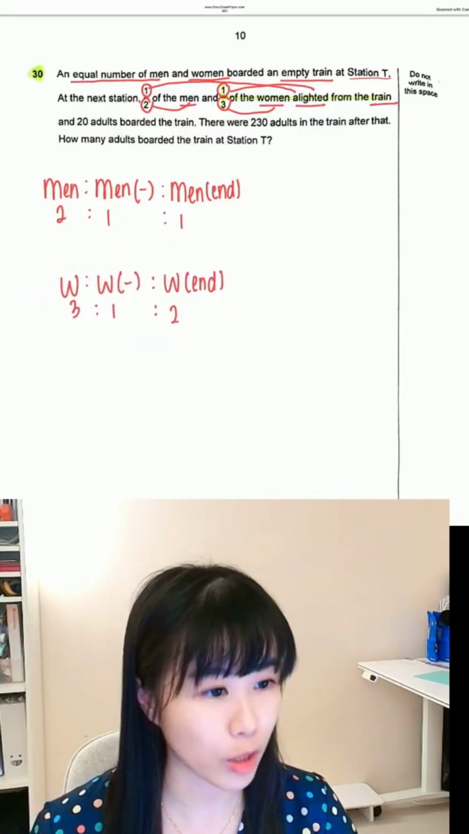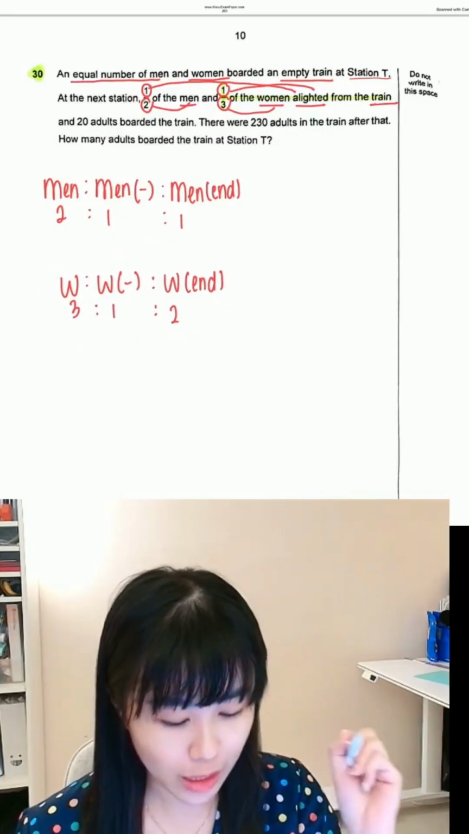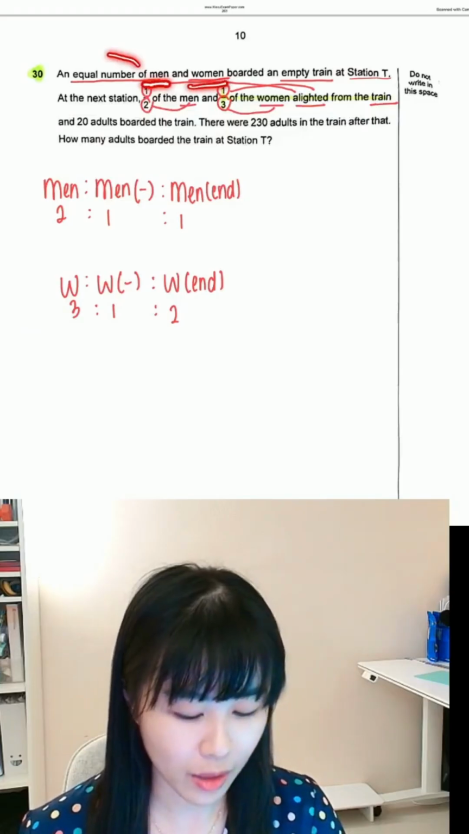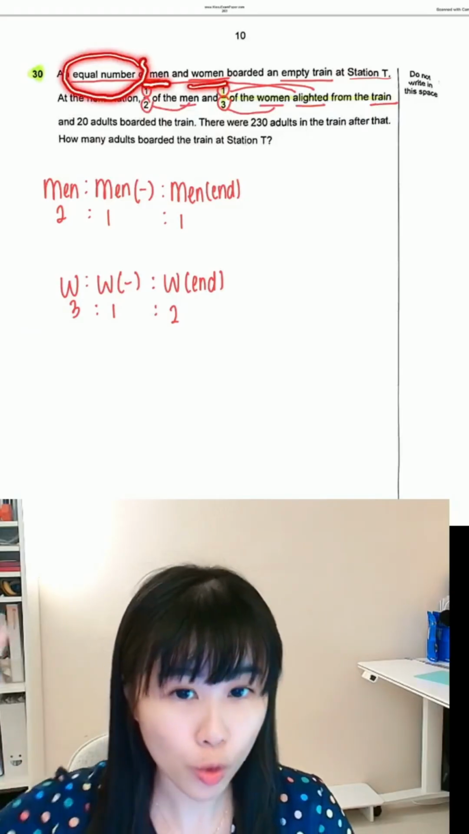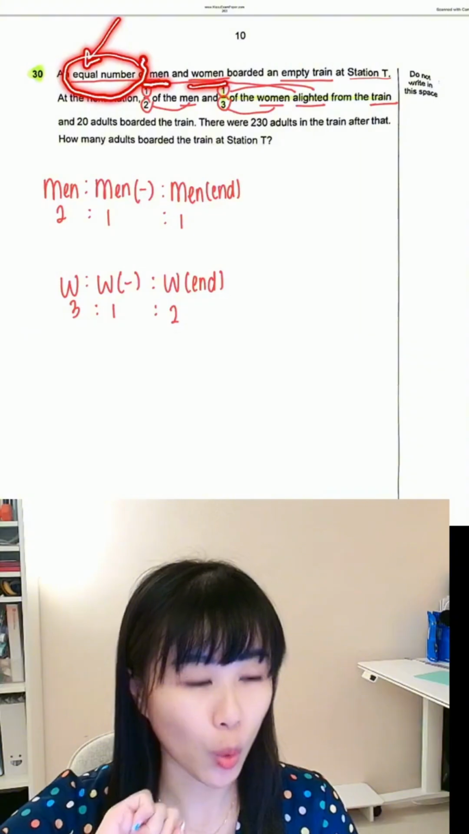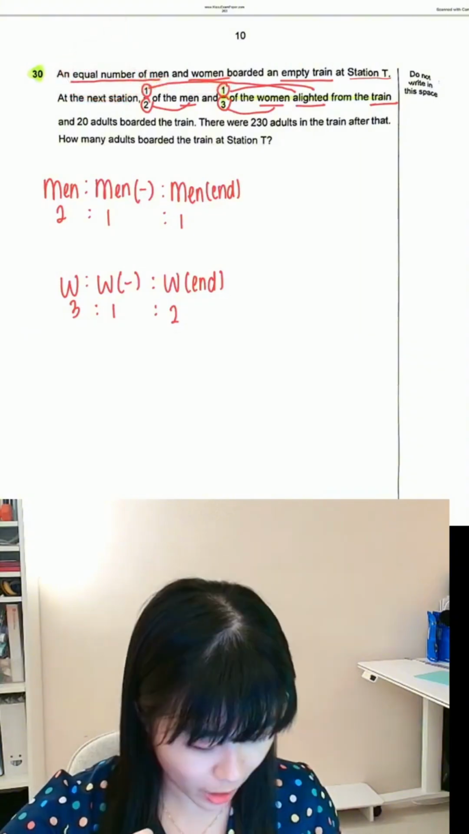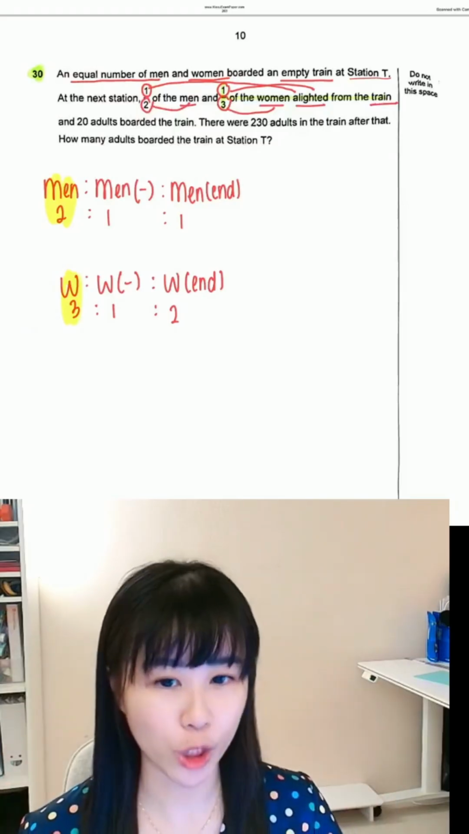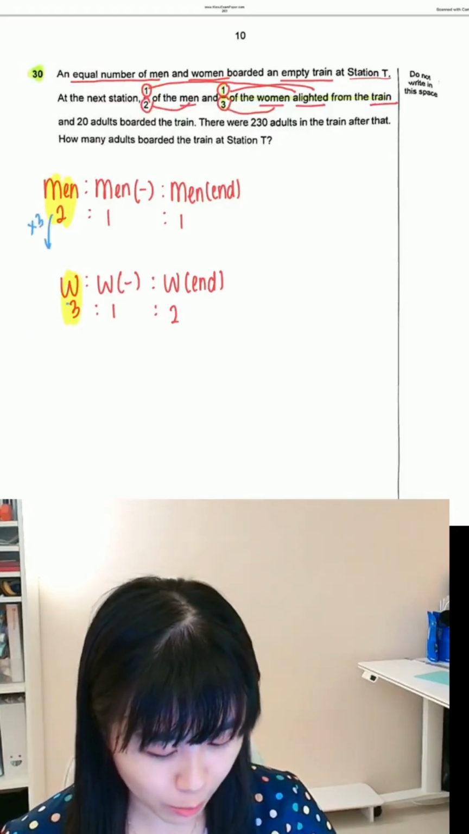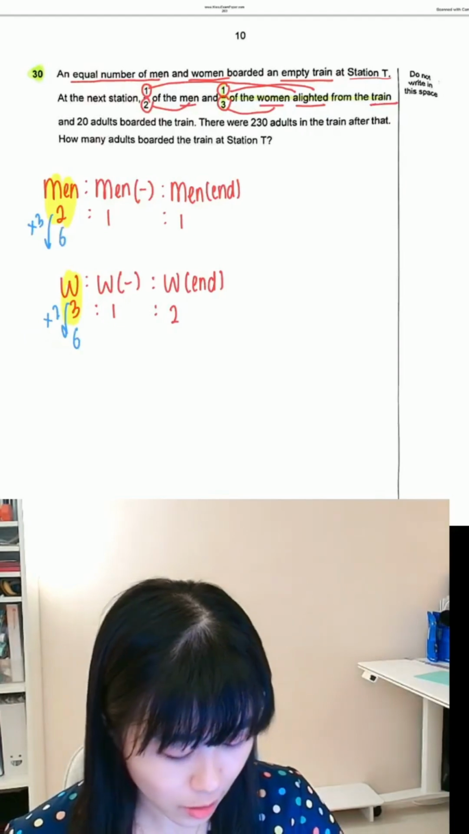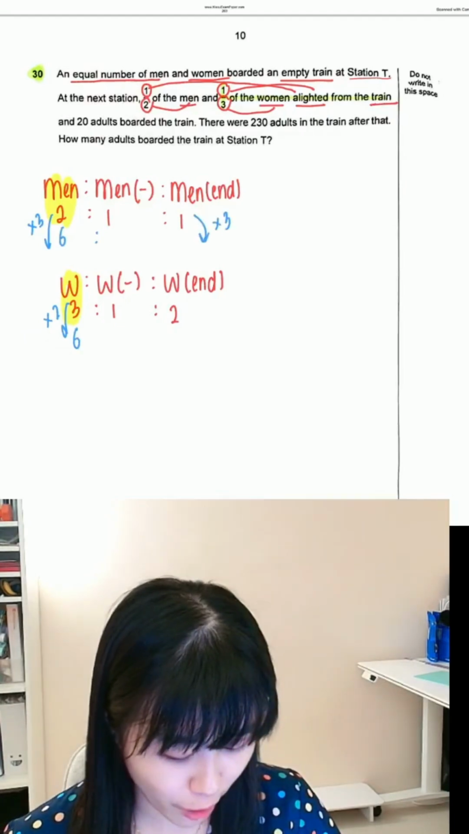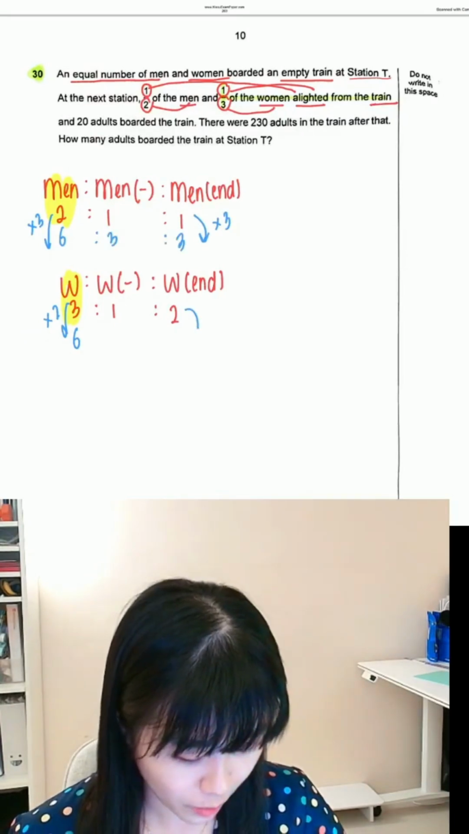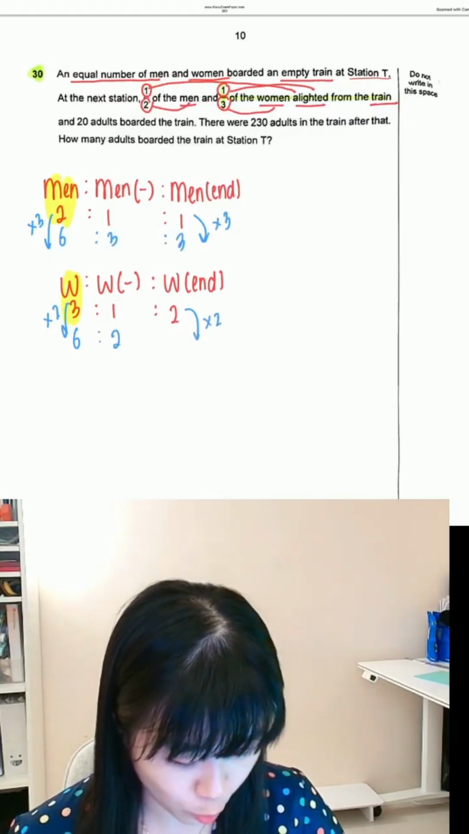So what is the thing you need to make the same? Make total the same, because men and women originally, those who boarded, right, they are equal. So you need to make your total men and women who boarded the train originally the same. Means you times 3, then you times 2. Okay, you make it to 6. So if you times 3, right, you're gonna times 3 for everything here. 3 times 2 everything here, you get 4.